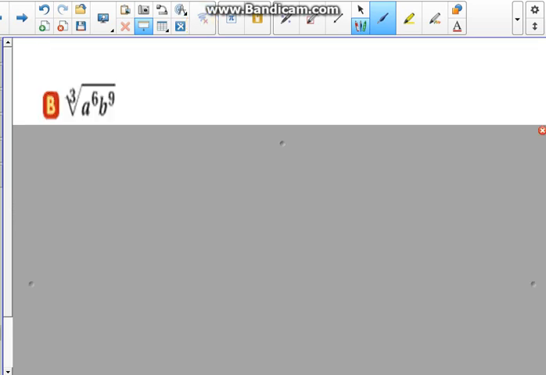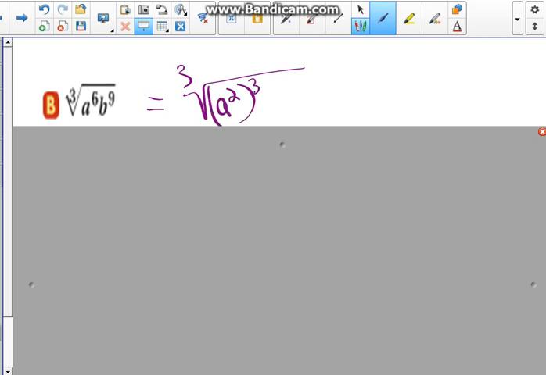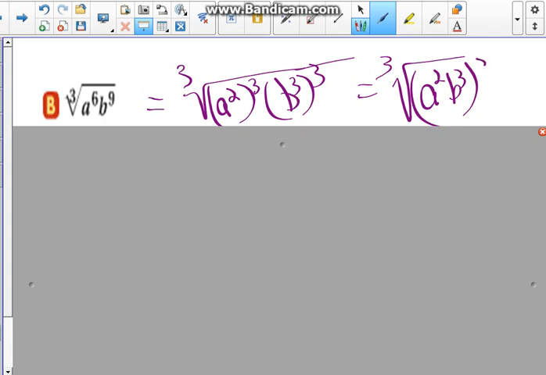Okay, next. We have B. We have the cubic root of a to the 6th, b to the 9th. So the first thing we're going to do is try to clear these. So what can we multiply by 3 and get the 6? Well, it's going to be 2. So it's going to be the cubic root of a squared cubed and b to the third cubed. And now we can rewrite that as the cubic root of a squared b cubed, cubed.